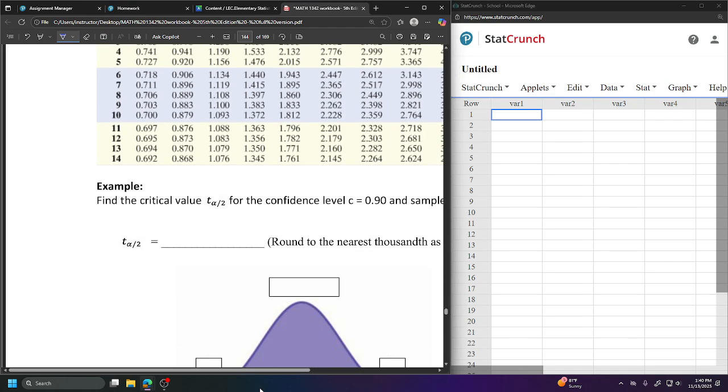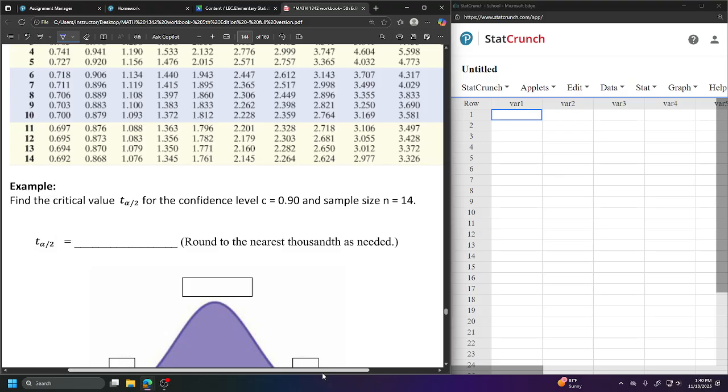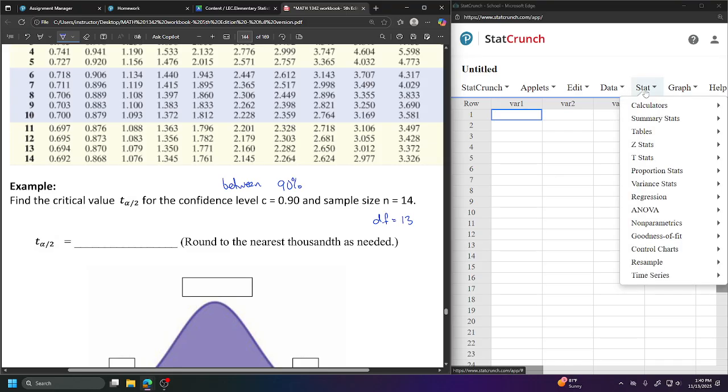That's good. Okay. Perfect. See how it says n is equal to 14? So what is degrees of freedom in this case? 13. Easy enough. And they say, go and find out where this is going to be for 90%. That's 90% in the middle. So I'm going to say that's between 90%. So what value would we be looking at? So here we go. I'm going to now give you what we're going to do.